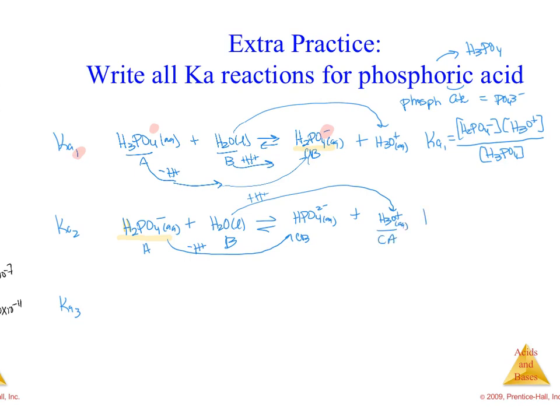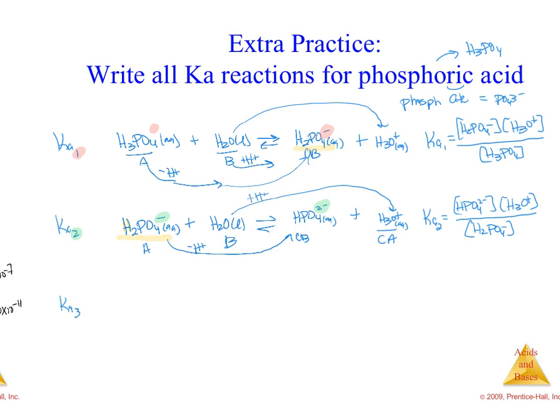And my Ka2 expression is going to be HPO4 2 minus times H3O plus divided by H2PO4 minus. And now I see my Ka2 reaction is going from the -1 to the -2 ion.